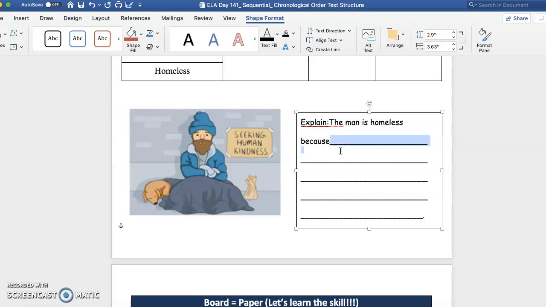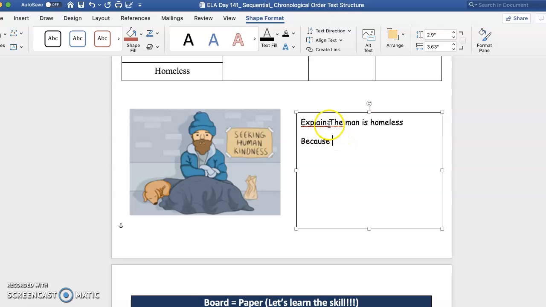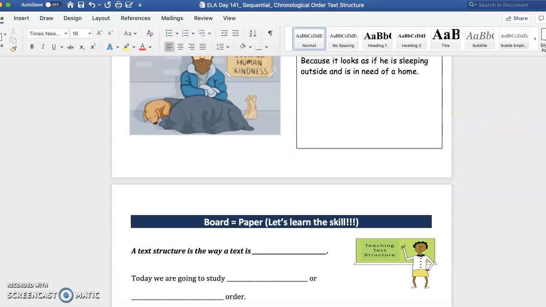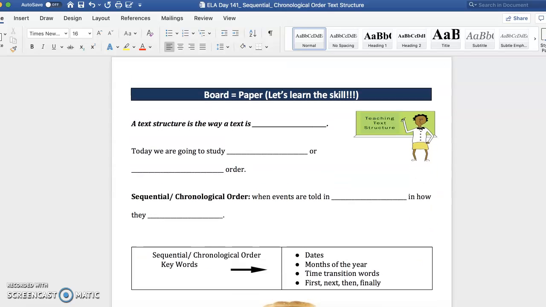So let's go ahead and write that in our box. So the man is homeless because it looks as if he is sleeping outside and is in need of a home, right? Because homeless is you don't have a home, right? So it looks like he's sleeping outside and is in need of a home. Okay, guys, good. We're actually moving at a really good pace.